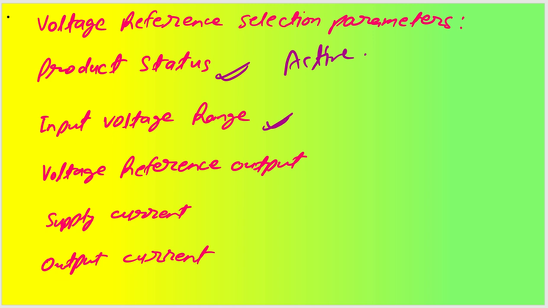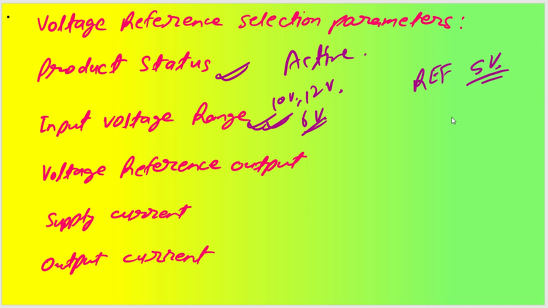What is the input voltage range capability? Let us say you have a reference requirement of 5 volt, then the input range may be like you will be needing 10 volt or 12 volt, something like that, or even 6 volt will do. So basically the input supply of this IC must be more than the reference that you need, right? Otherwise it will not give you the output of 5 volt.